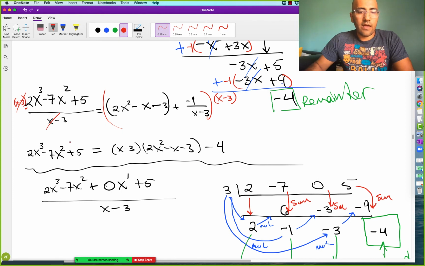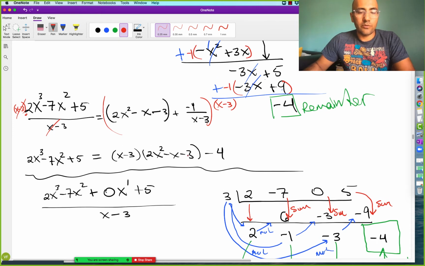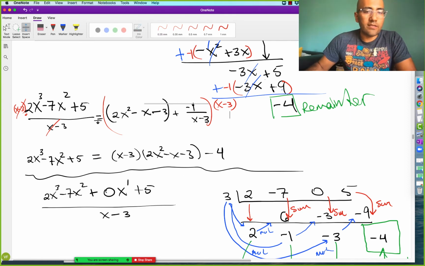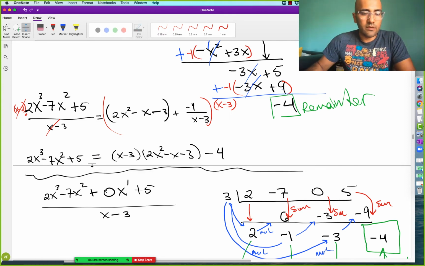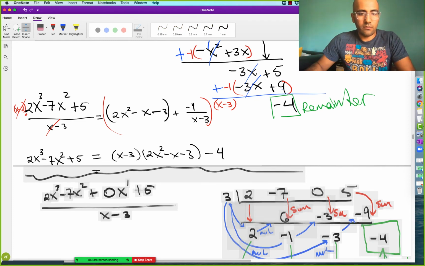Good. So now I have two polynomials that are equal to each other. This polynomial is equal to this polynomial minus 4. They're equivalent to each other. That equal sign is pretty powerful. So if I wanted to evaluate these, let me make some room here.